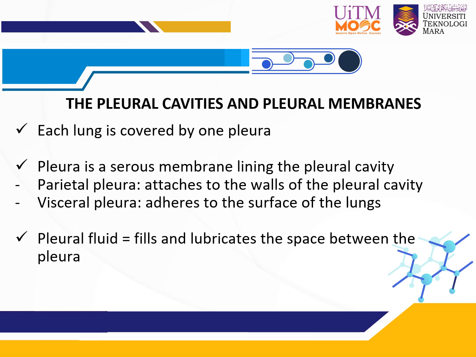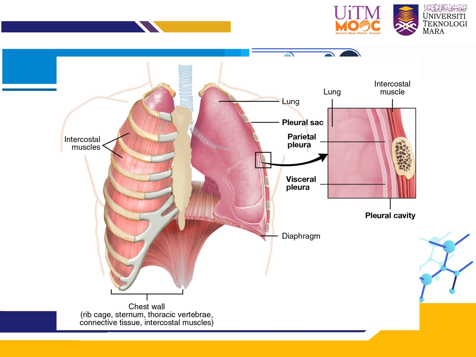So this is a picture of the pleura, and you can see that the visceral pleura is in the inner part of your pleural cavity, which is on the lung itself, and in between the visceral and parietal pleura, there is a space called the pleural cavity that holds the pleural fluid, and only then it is covered by another lining called the parietal pleura.